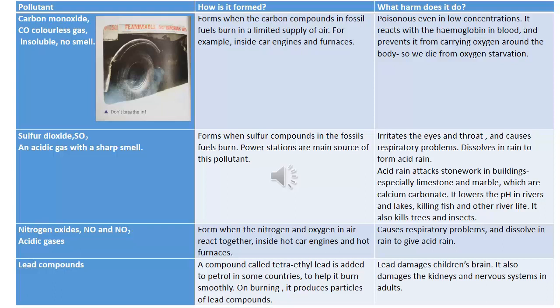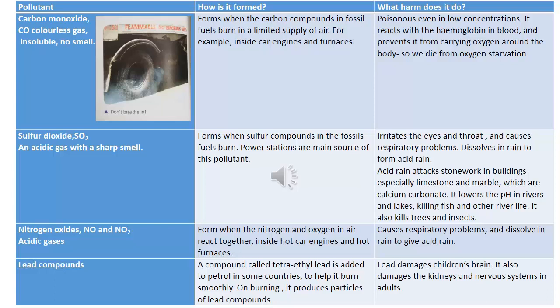The first one is carbon monoxide. The chemical formula for carbon monoxide is CO. It is a colorless gas and it has no smell. How is it formed? It is formed when the carbon compounds in fossil fuels burn in a limited supply of air. Fossil fuels means petrol, diesel. When these fossil fuels burn in a small amount of air, it comes from car exhaust, right? Inside the car engine, as you can see in the picture. This is a common pollutant which pollutes the atmosphere.